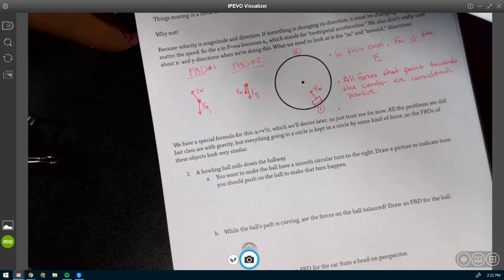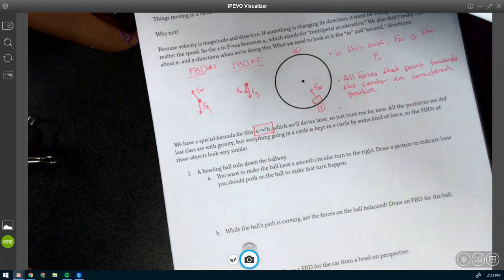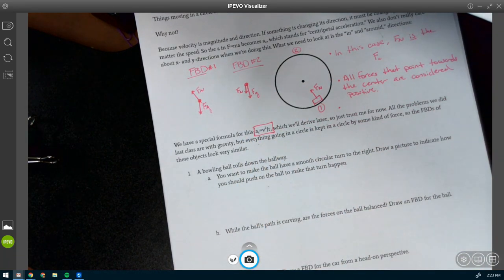So because we have a special thing for our force, centripetal force, we also have a new term for centripetal acceleration. And that equation is right here. This A sub c is equal to v squared over r. This is on your equation sheet. If I remember properly, it's in the far left-hand column, like a quarter of the way down, maybe.